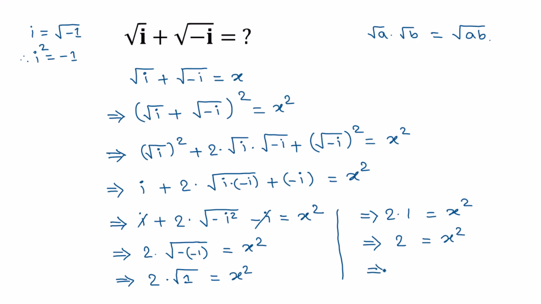Taking square root to both sides, we will get plus or minus square root of 2 is equal to x on the right side. We have x is equal to square root of i plus square root of negative i, and we found x is equal to plus or minus square root of 2. So substituting this x, we get plus or minus square root of 2, and this is the solution of our given problem.